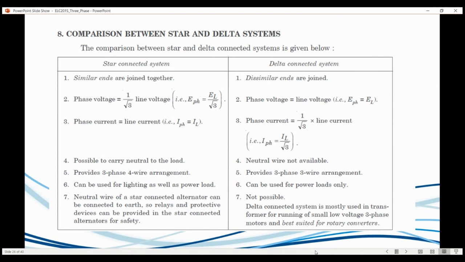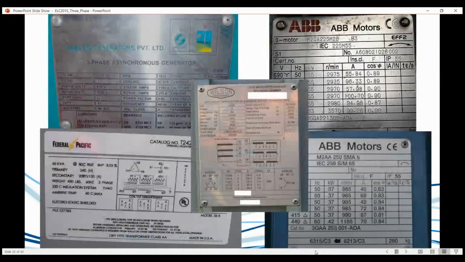Typically for star systems, it's used for supplying, whereas your delta system is for running on load. What I mean is that your alternators are typically connected in star, especially when you're supplying current. You want to have it typically in a star arrangement. But when you want to run on load, so when you're actually running motors, specifically to get more voltage or more power, they are connected in delta, hence the star and delta configuration we talked about. Okay, so I said a mouthful over there.